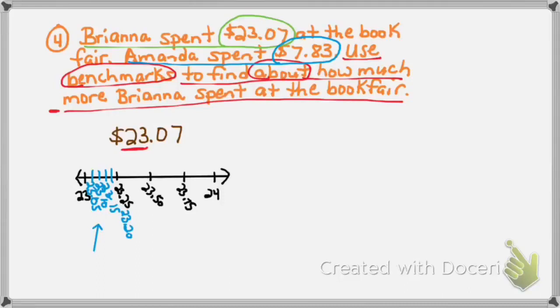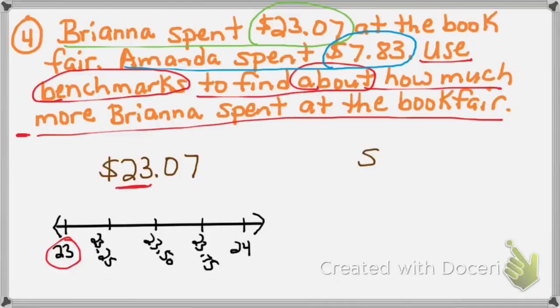Is it between $23 and $23.05? No, because 23.07 is bigger than 23.05. Is it between 23.05 and 23.10? Yes, because 7 cents is between 5 cents and 10 cents. So I'll make my red mark right here. And what is that closer to? That's right, it's closer to 23.